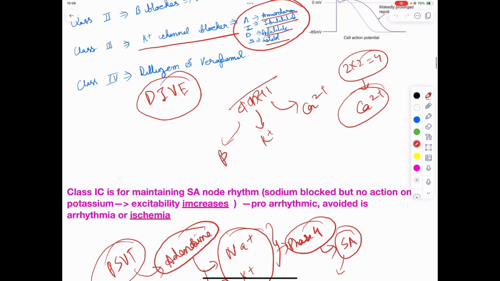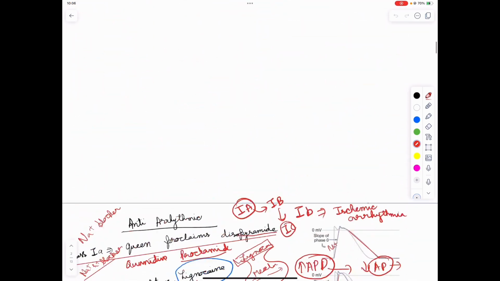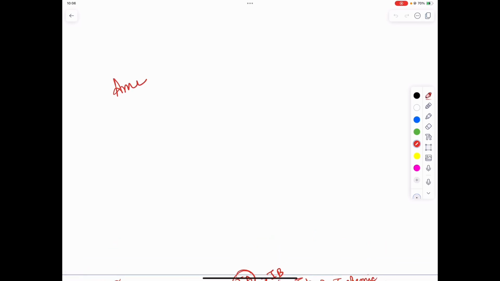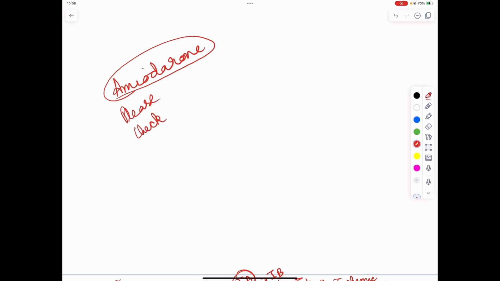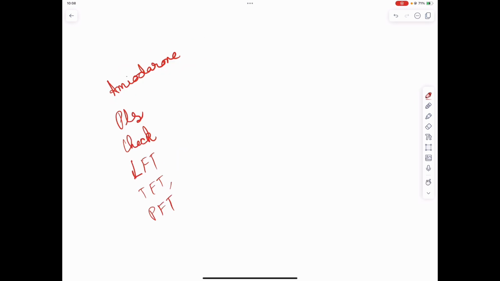Now there is one really important drug, that is amiodarone. Many times the side effects of amiodarone are asked, so just remember what the side effects of amiodarone are, and then we are through with antiarrhythmics. So you remember, please check your TFT, LFT. Now for amiodarone, we can write that please check LFT, TFT, and PFT.